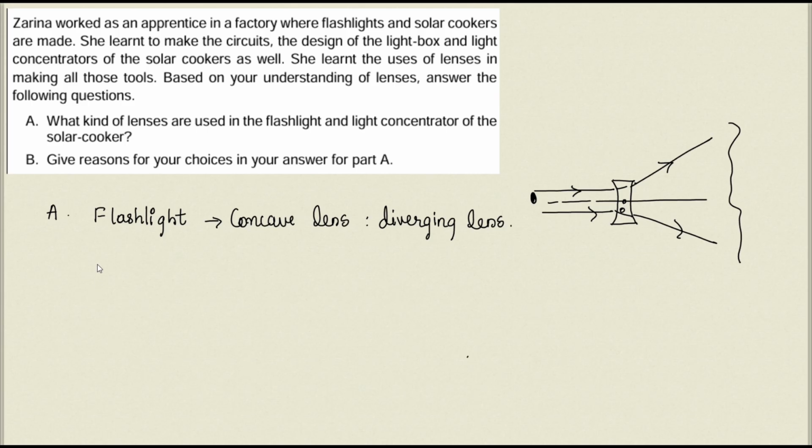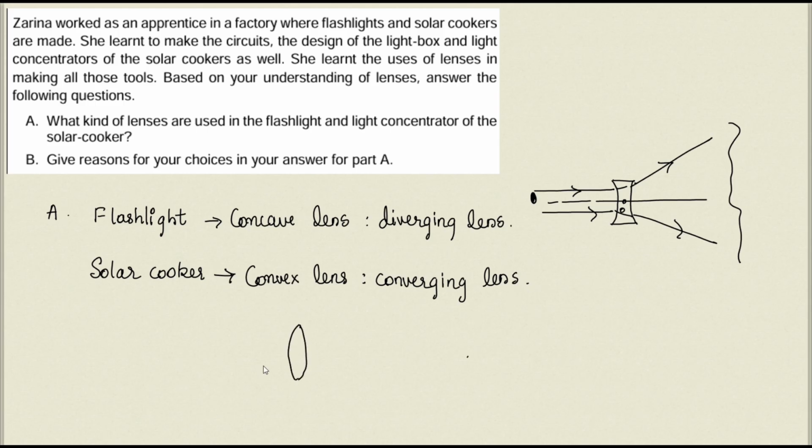Next case, when we are using the light concentrators in solar cookers. Now, what is a solar cooker? It works based on solar energy. Using sunlight only it works, isn't it? That means using sunlight, we can increase the temperature of the cooker and cook the food, right? So there we'll be using a convex lens. The reason for using a convex lens is that it is called a converging lens because it converges the light rays to a particular point, right?